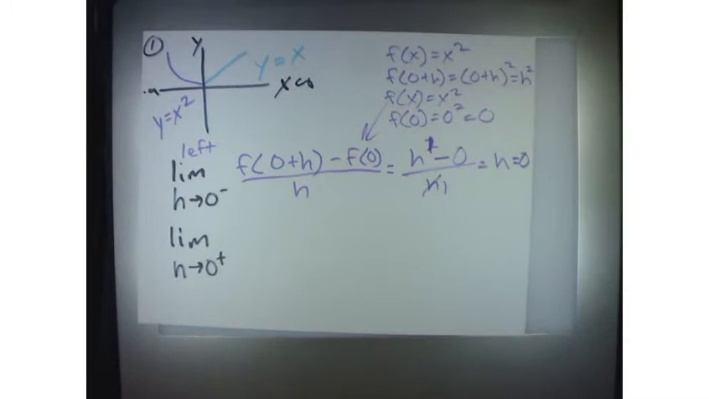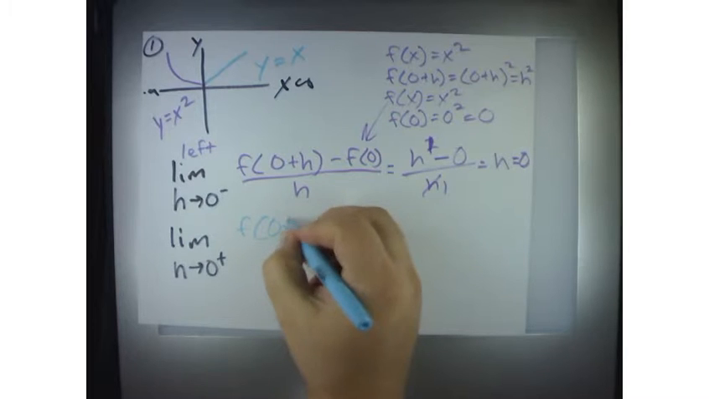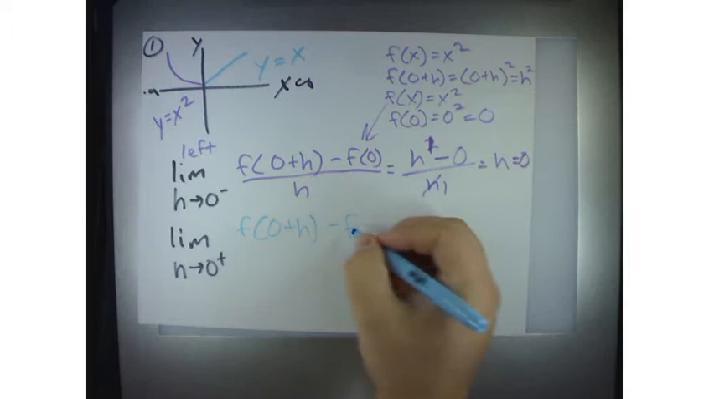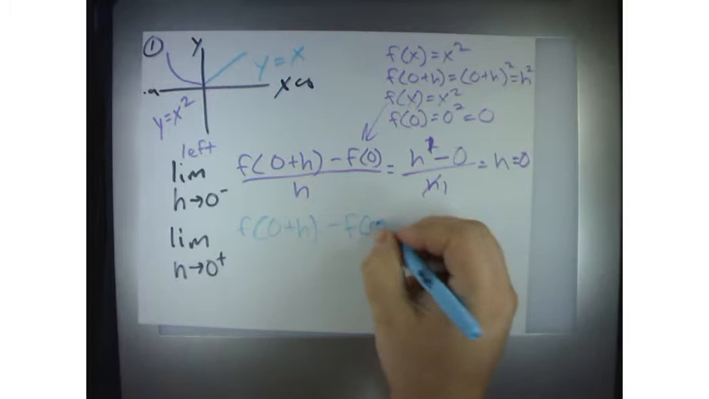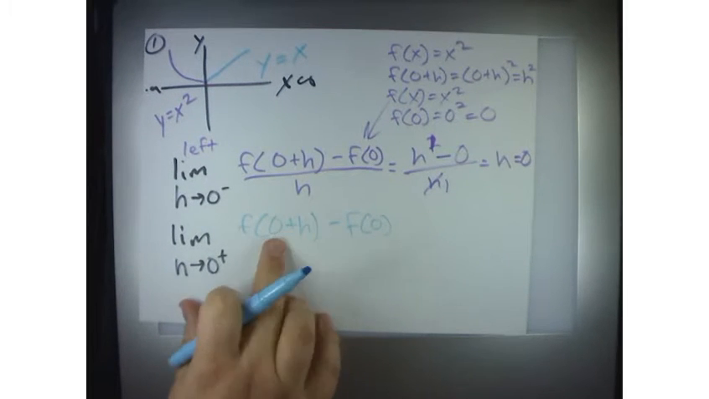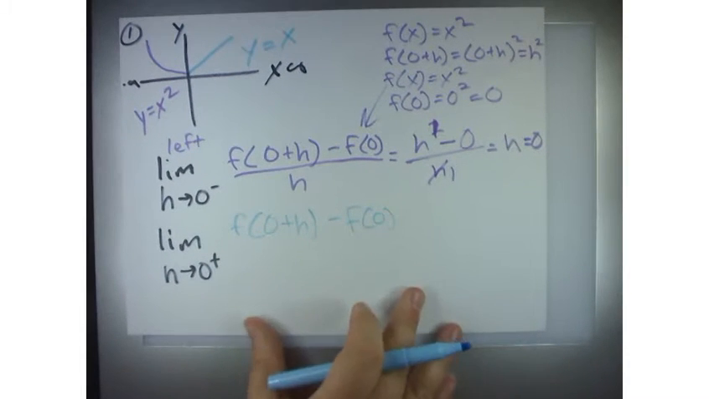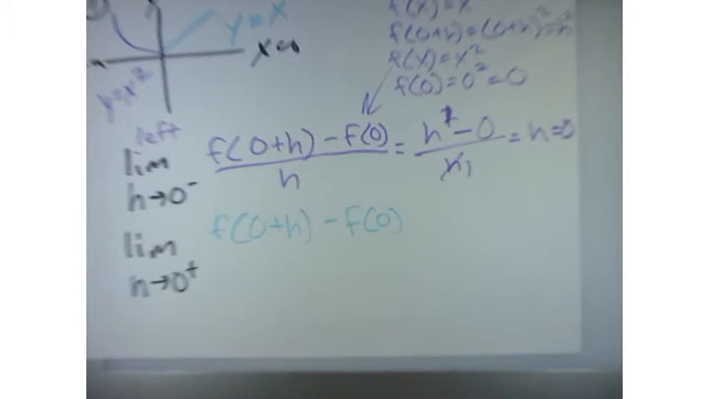Now we're going to do the same thing here. It's still written the same, but we're using different equations. So when I say f of 0 plus h minus f of 0, what I'm really looking at, remember this is the slope formula, I'm really looking for y sub 2 minus y sub 1. Okay? Well, how do I get those answers? Well, I could write it over here.